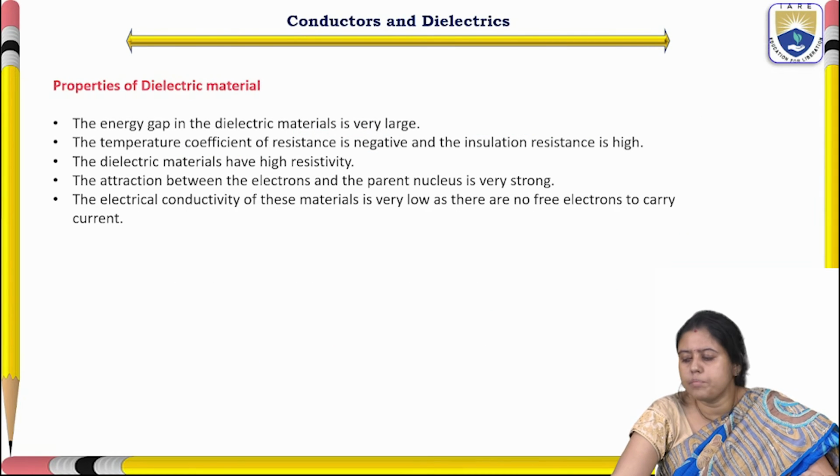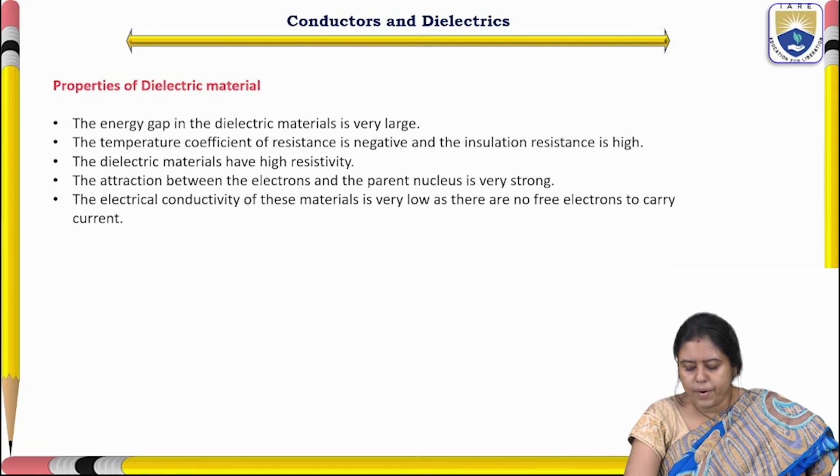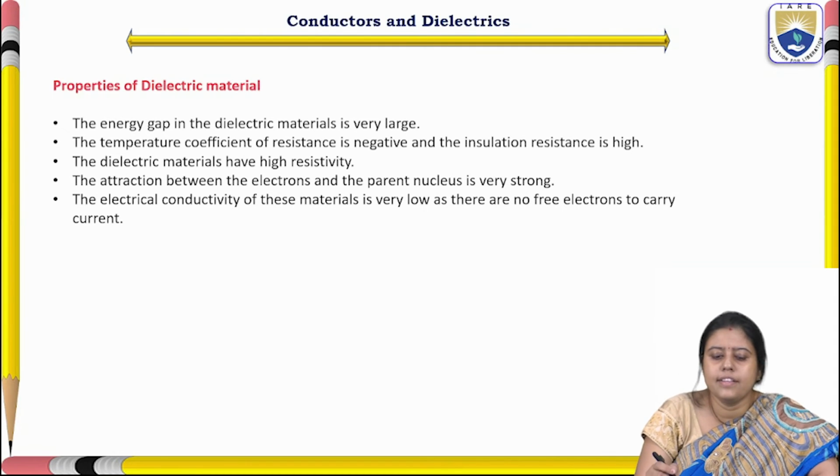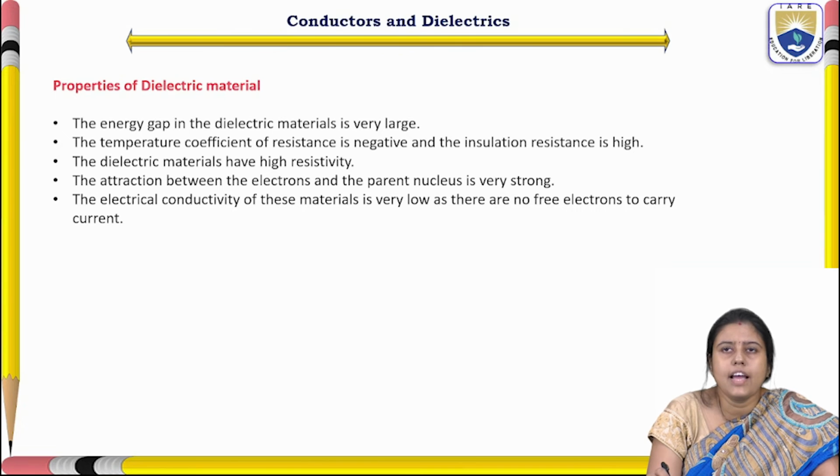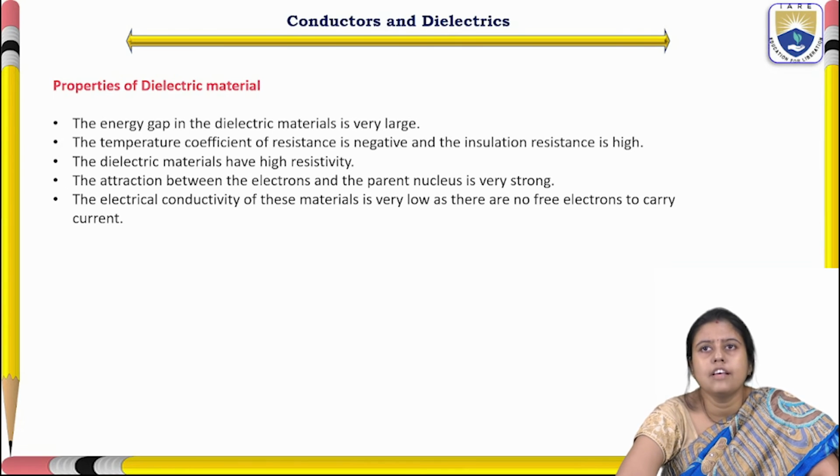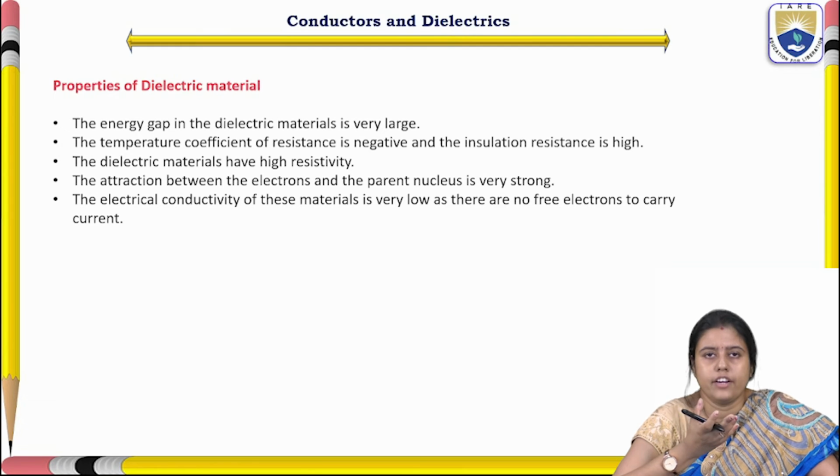What are the properties of the dielectric material? The first property is that the energy gap of the dielectric material is very large. It takes more energy to take out one free electron. The electrons are tightly bound.